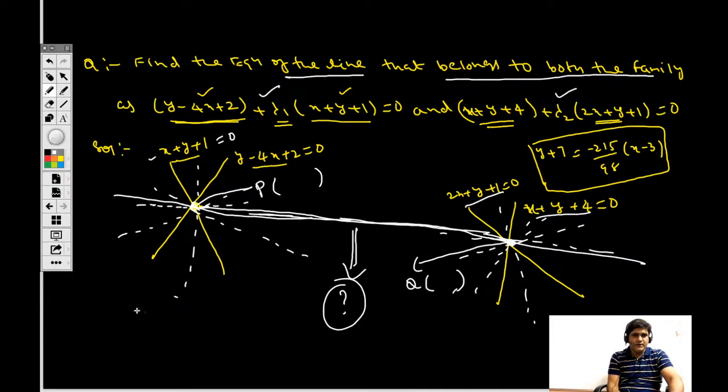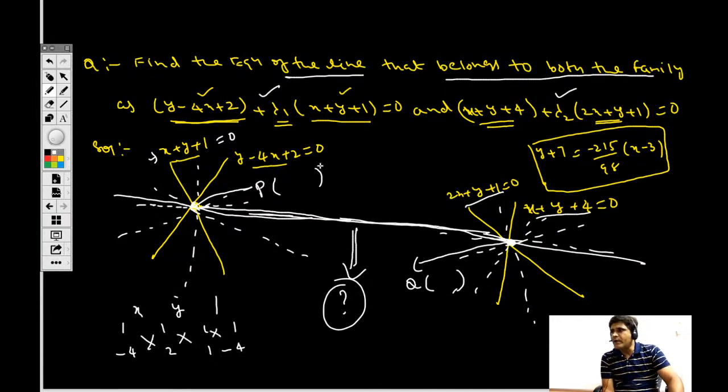Clear? How to find the point of intersection of these two lines? Here you write minus 4x plus y plus 2 equals 0. While you are applying the cross multiplication, don't commit this mistake. You rearrange the terms and then use x, y, 1. Therefore you start from the coefficient of y: 1, 1, 1, 1 here, minus 4, 2, 1, minus 4, like this. The coordinates of P are 1 by 5, minus 6 by 5.